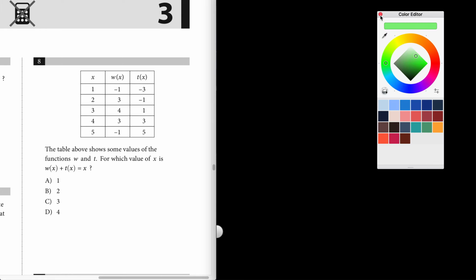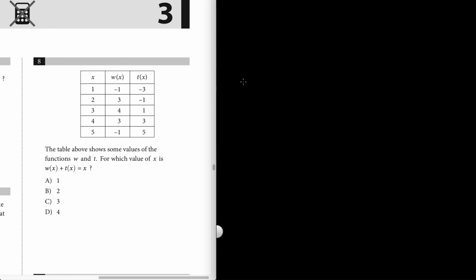So for number 8, we have the table above shows some values of the functions w and t. Okay, so what that means is they give us some values of x, right? And then we have the outputs of the function w and the function t. For which values of x is w of x plus t of x equal to x? Okay, that's an interesting question.